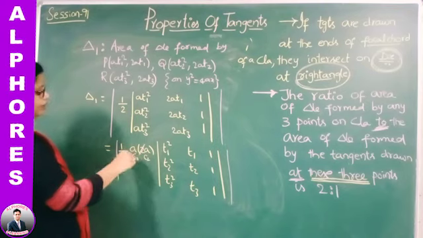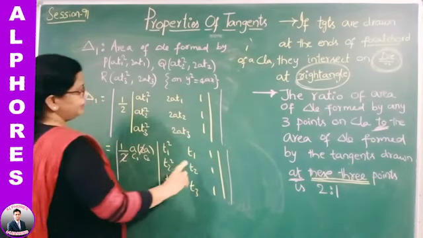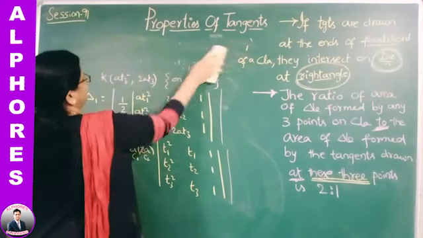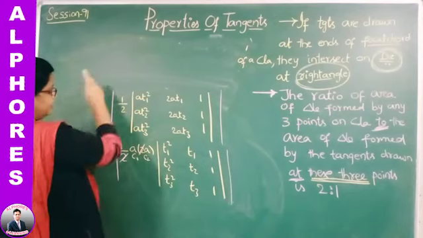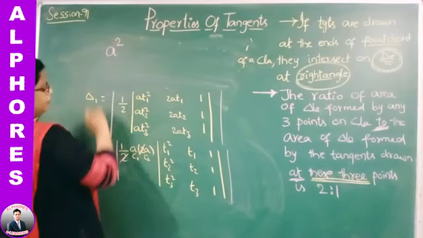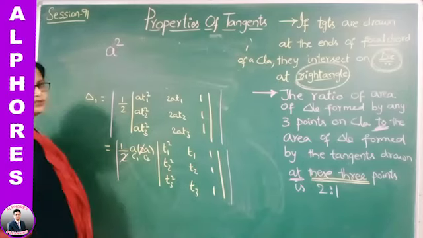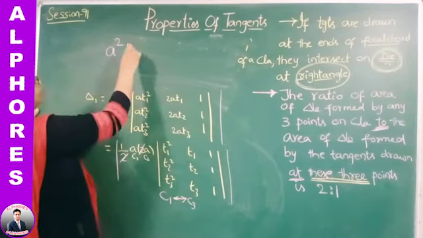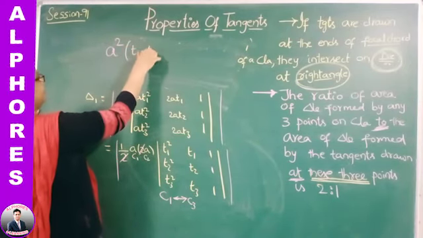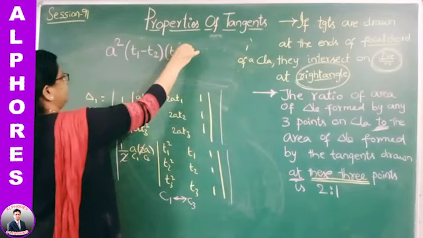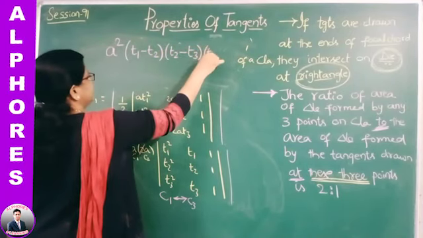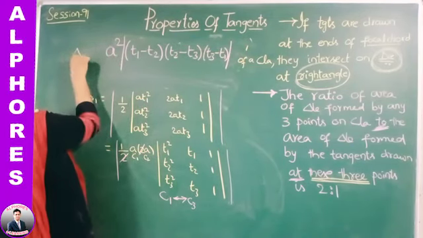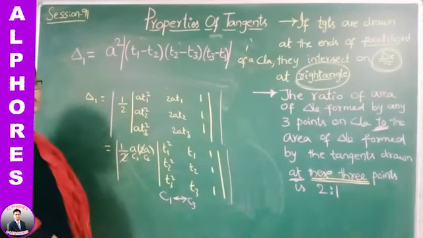Therefore I am taking the 2 and 2 cancel here. Finally, what is this value, students? By using our known formula, I am writing this value directly. It is nothing but a squared into, if you interchange these two columns, then we obtain the formula: a squared into a minus b, into b minus c, and into c minus a. So this is our formula. Okay students, this is our area value which we have obtained just by taking points on the parabola.